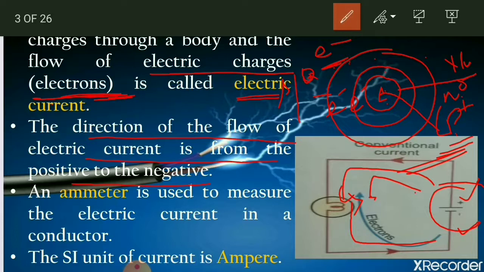Now, an ammeter is used to measure the electric current in a conductor, means if we have to measure the amount of electric current, then the instrument used is called an ammeter. Ammeter is used to measure the electric current in a conductor. Now the SI unit of current is ampere. So ampere is the SI unit of electric current.